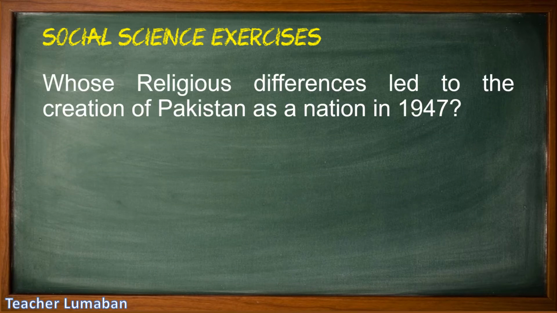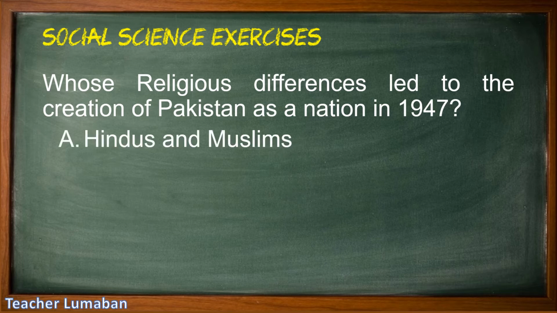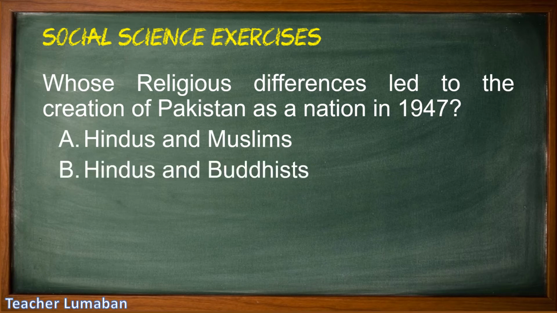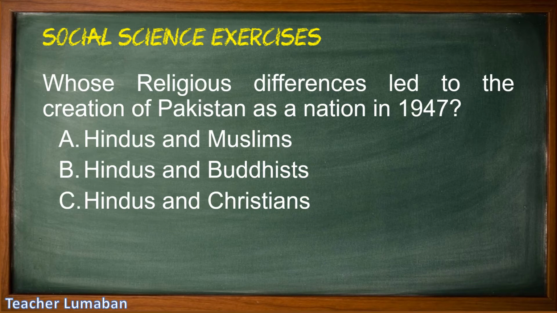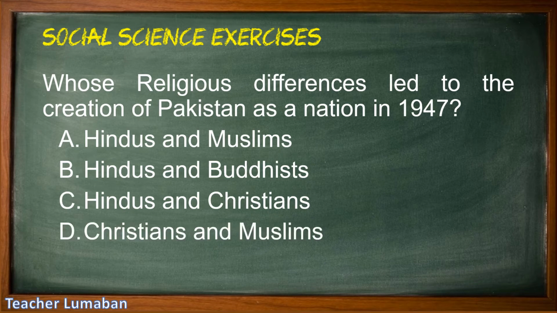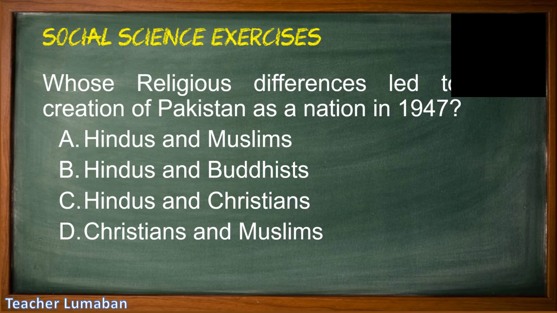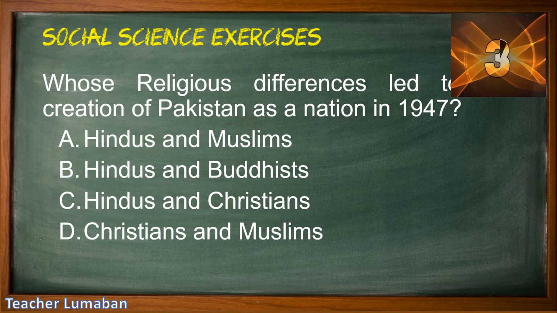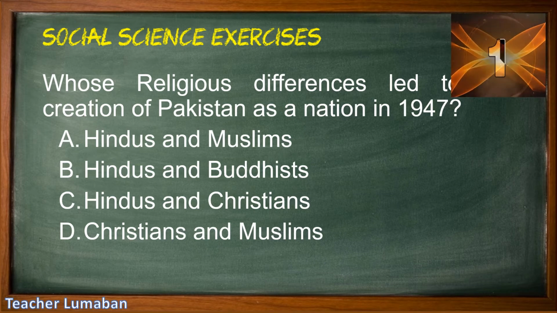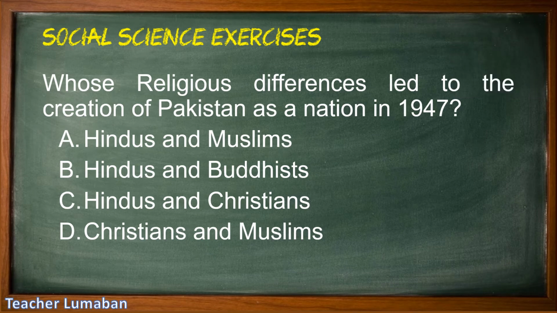Whose religious differences led to the creation of Pakistan as a nation in 1947? Letter A, Hindus and Muslims. Letter B, Hindus and Buddhists. Letter C, Hindus and Christians. Letter D, Christians and Muslims. Please choose the suitable answer to the following choices in 5 seconds. 5, 4, 3, 2, 1. The correct answer is letter A, Hindus and Muslims.